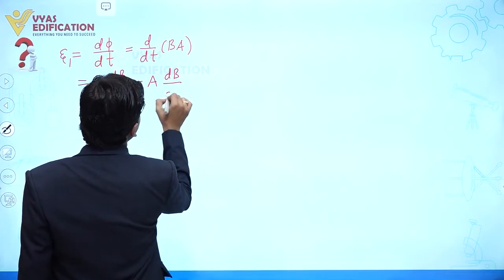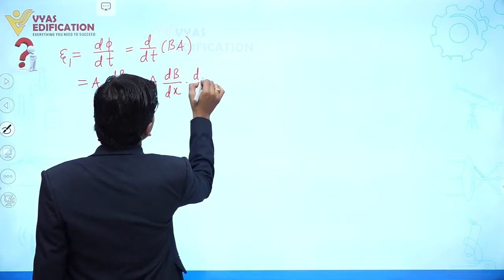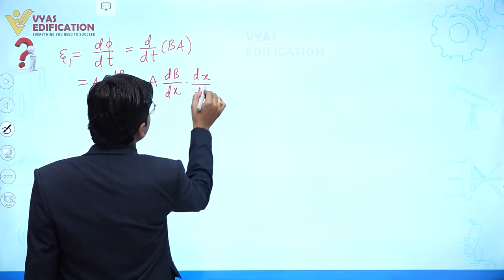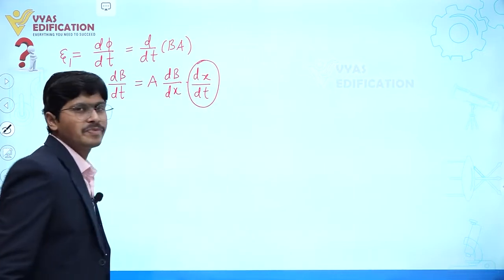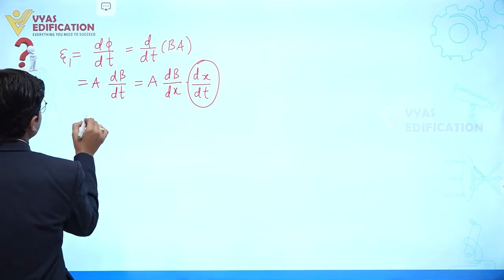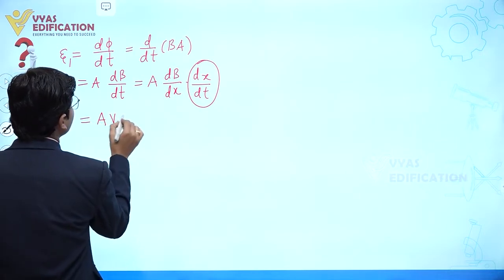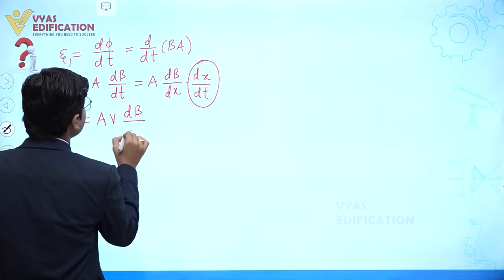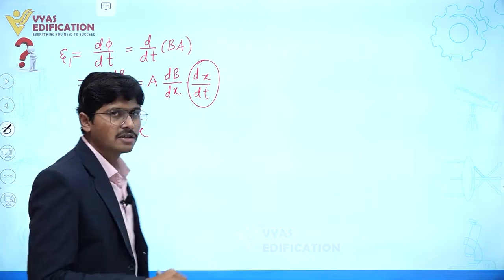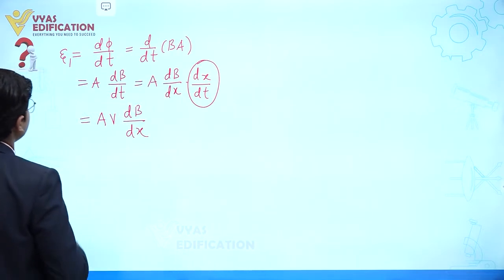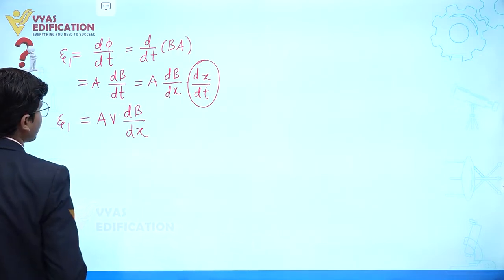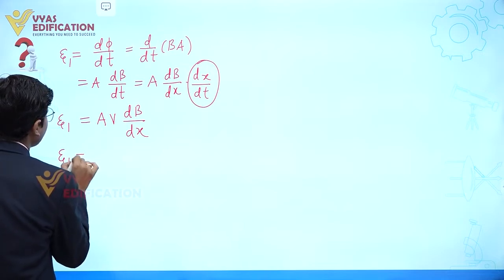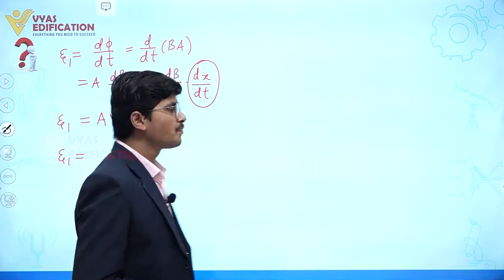This is dB by dx dot dx by dt. Now we know dx by dt is the velocity. So E1 equals A times V times dB by dx. This is the value of E1. From here, we put in the values of A, V and dB by dx. A is given to you.